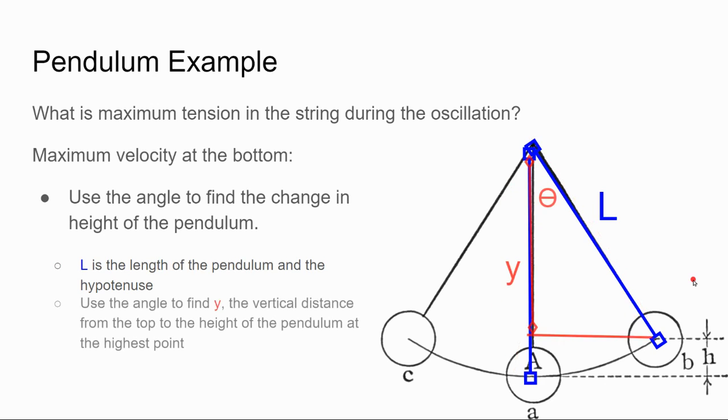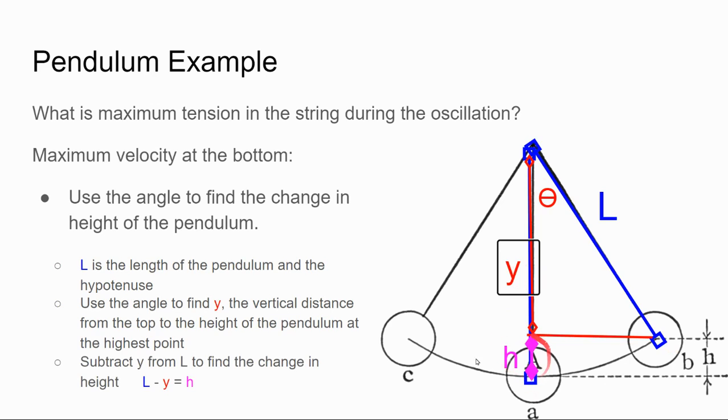The second thing that we're going to do is use the angle here to find y, which is the height from that pivot point to however high this is now. That height y is what we need to figure out. So we'll use some trigonometry to find the height y, because we're going to have the hypotenuse and the angle, and then we'll just solve for y.